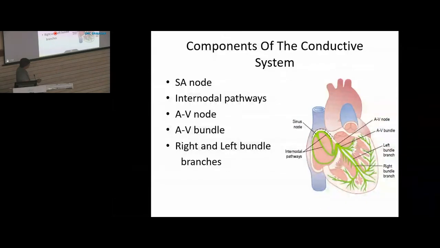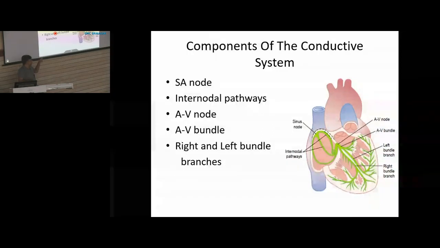Once these bundle branches reach the apex, there they further branch into a huge network of Purkinje fibers, and they move upwards along the ventricular walls. The Purkinje network moves upwards towards the base of the heart along the ventricular walls. So these are the important components of the conduction system of the heart.